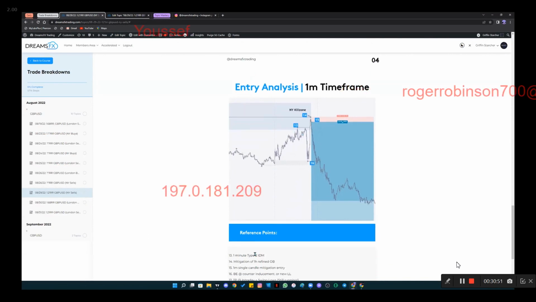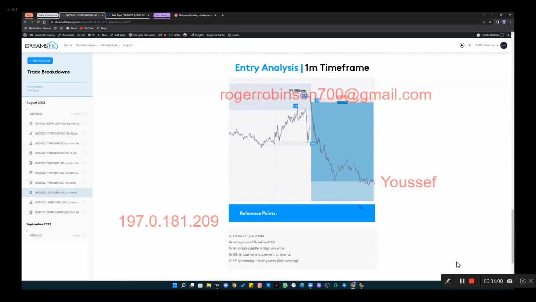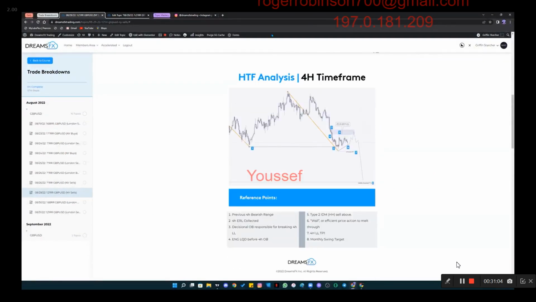In this case, you had a 1 minute type 2 inducement, selling above a high into the mitigation of the 14. You have a 1 minute single candle mitigation entry, and it's a little difficult to see. This is your break-even point, and then your TP was all the way right down here. So this is how the breakdown format is going to be going forward. Does anyone have any input on this?